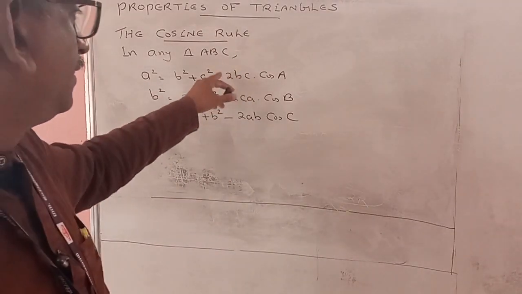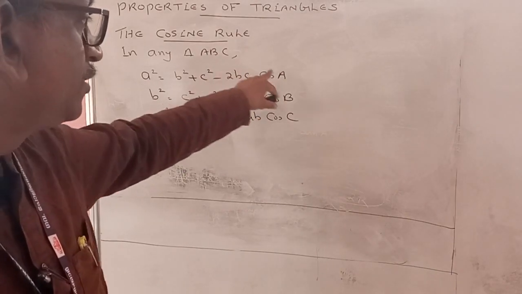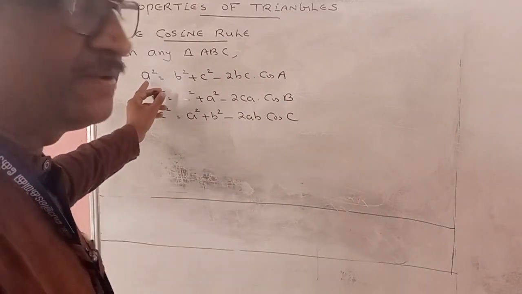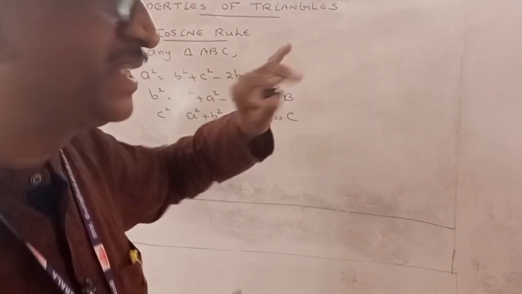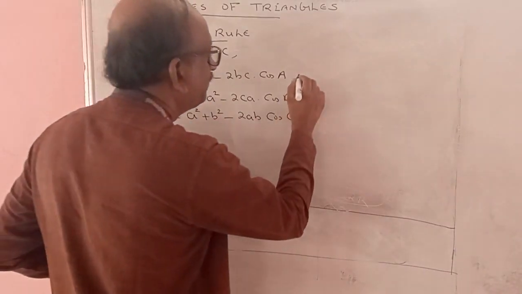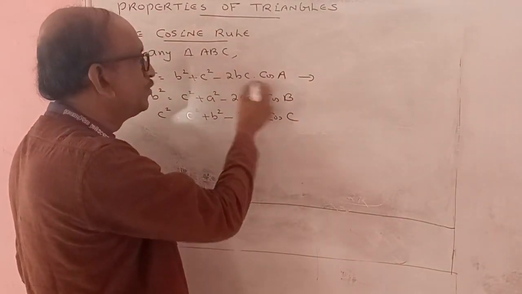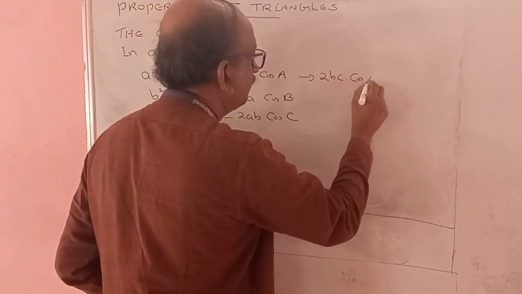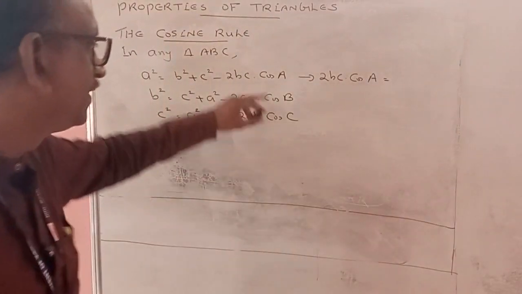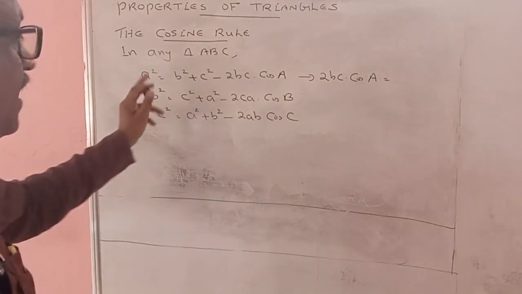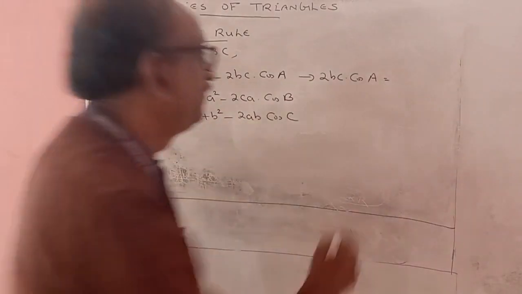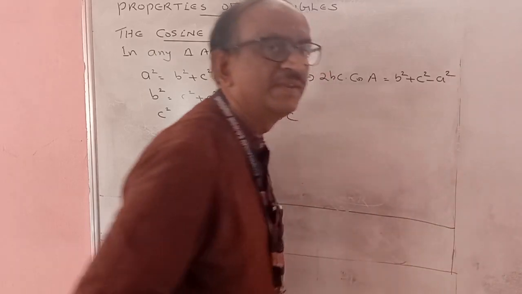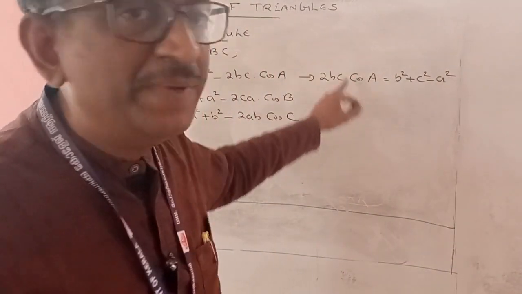Here, transfer minus 2bc cos A to the left hand side and transfer a squared to the right hand side. We get: minus 2bc cos A to the left side is equal to, minus 2bc cos A to the left side and a squared to the right side. Okay, divide by 2bc.